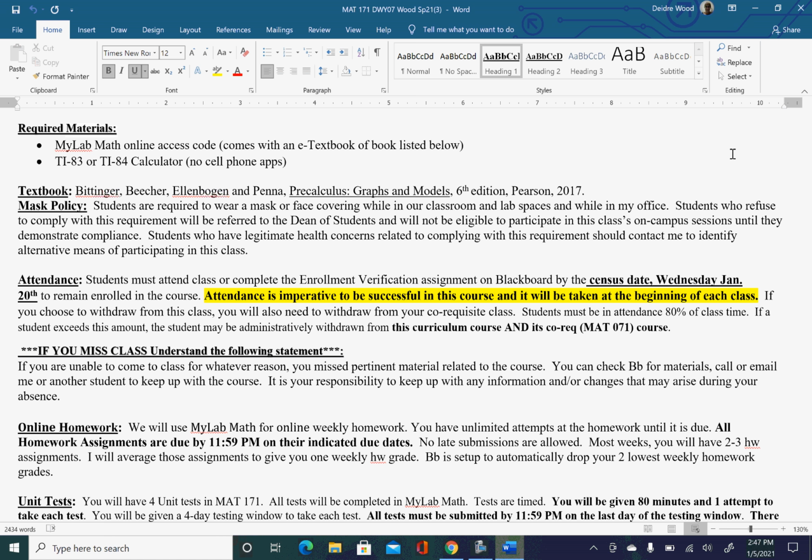Masks are required in class in all of the buildings, so just be sure that you comply with that. If I need to, I'll just remind you to pull it up and put it on. We need to be in compliance with that.